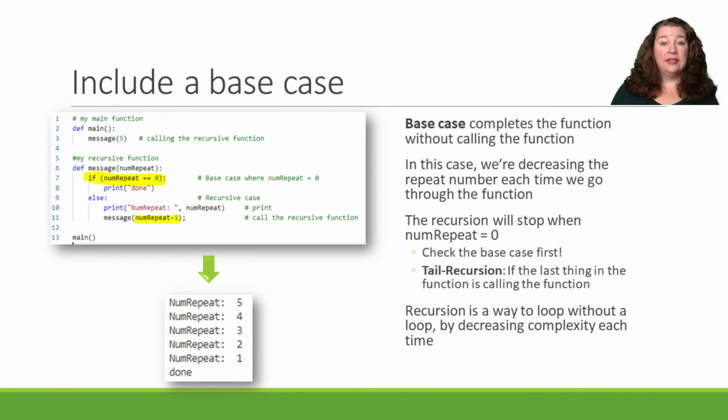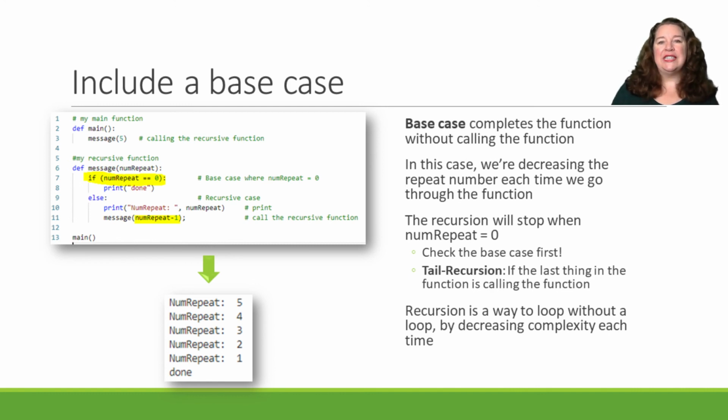When I run it, all I'm going to get is it running the recursive message function 5 times, well 6 times, because it'll go from 5 to 0. The 5 times it'll print out, so it'll print out each of those first 5 times, and then when it gets to that 6th time, where my number repeat has now decreased from 5, 4, 3, 2, 1, now it's 0. Now I hit my base case, and now I can say done and break out of it.